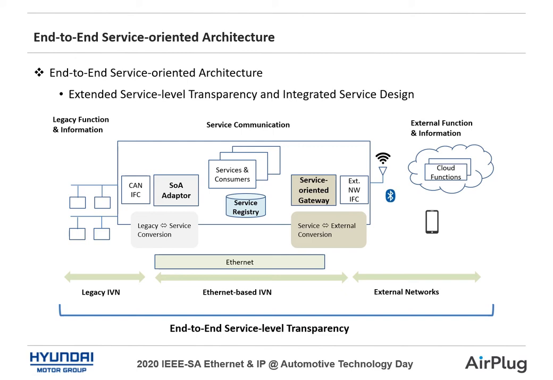Especially, it is best if they can access the external information or legacy network information in the same way as they access services on other ECUs with service-based communication. So, the software developer doesn't need to consider the location of the service, even if it is from the cloud or legacy network. For those features, I introduce the SOA adapter and service-oriented gateway. Today, I will focus on the service-oriented gateway, which enables in-vehicle or cloud service to access the other one with location transparency. It is a very important module for end-to-end service level transparency.